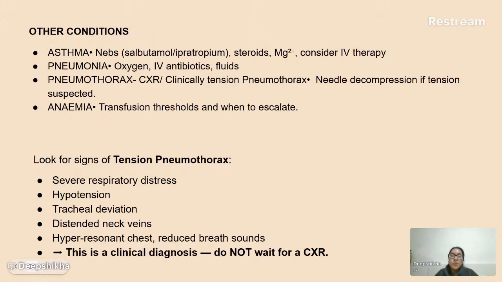Again, anemia. This can sometimes be missed, but it would present with chronic shortness of breath, chronic tiredness, and other symptoms as well. The threshold for transfusion is usually less than 70 for all patients. But if they've got a cardiac history or are in an ACS, then that threshold is a little bit higher, less than 80 as well.